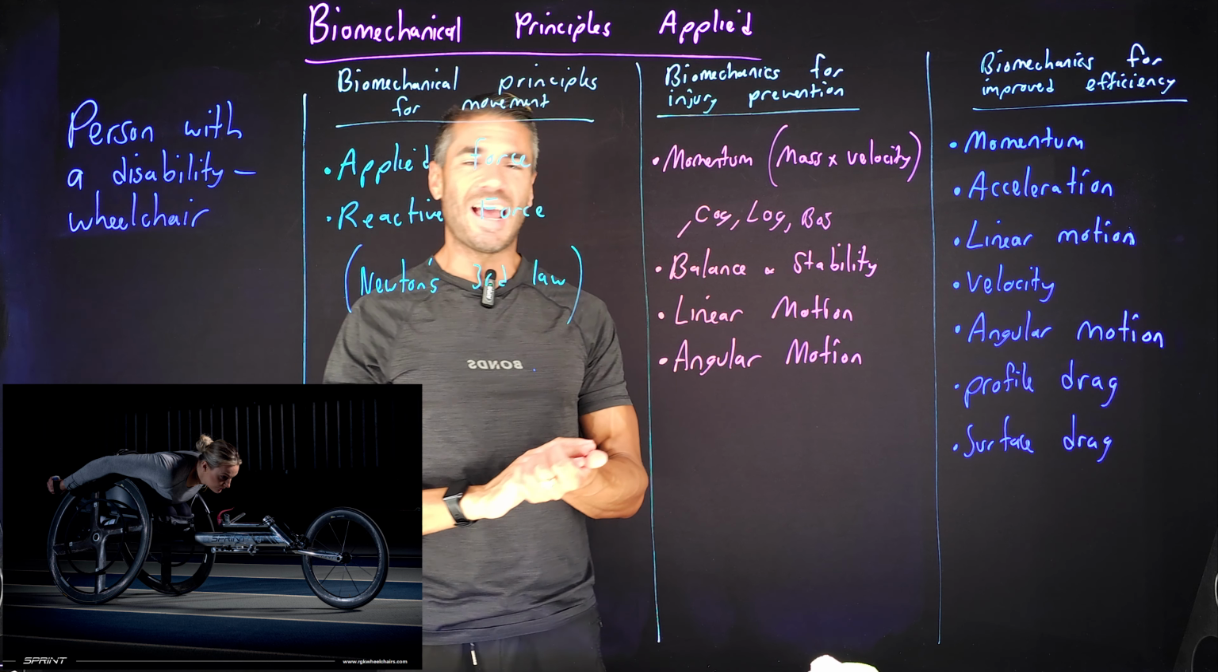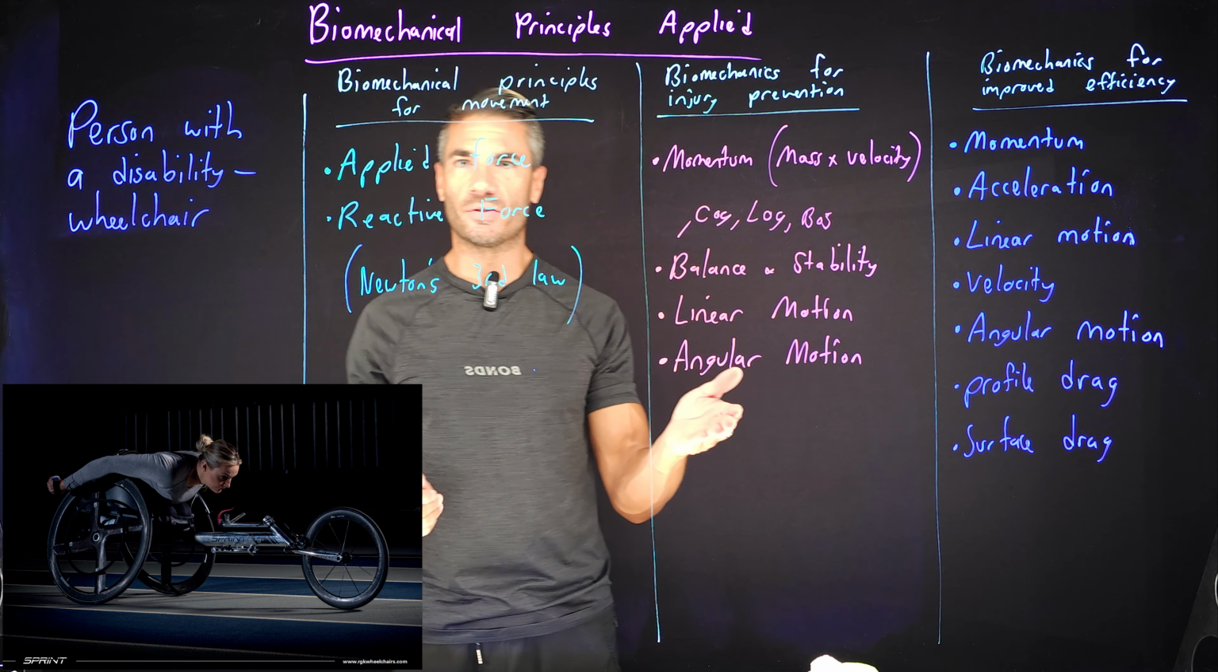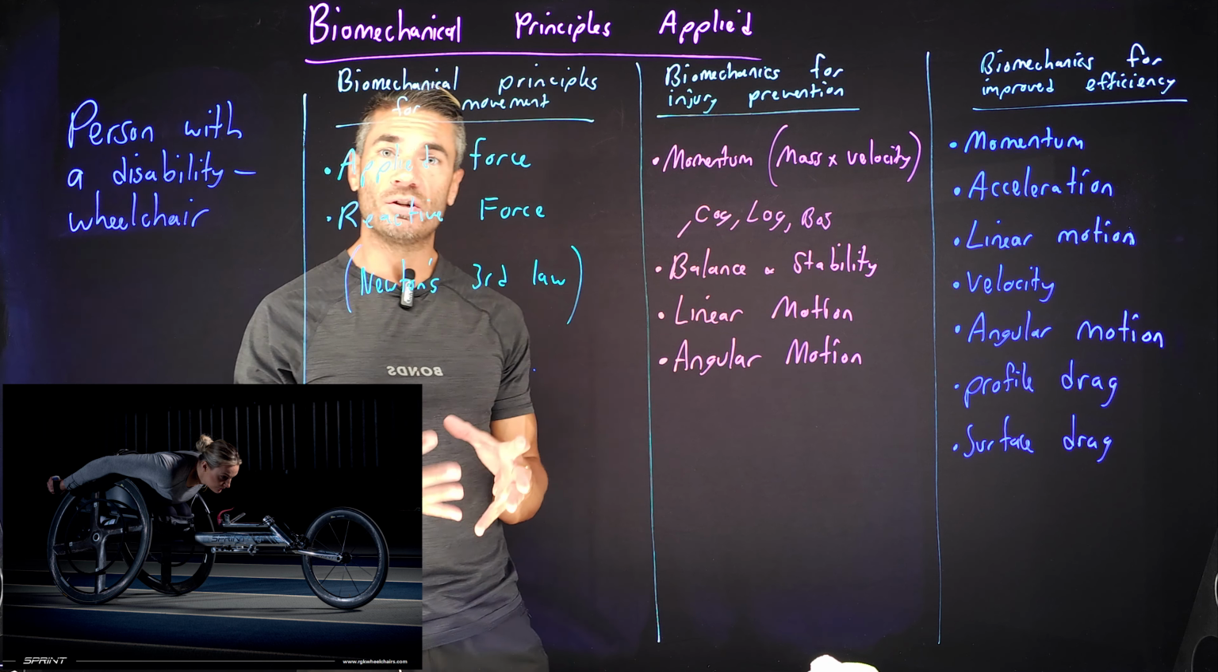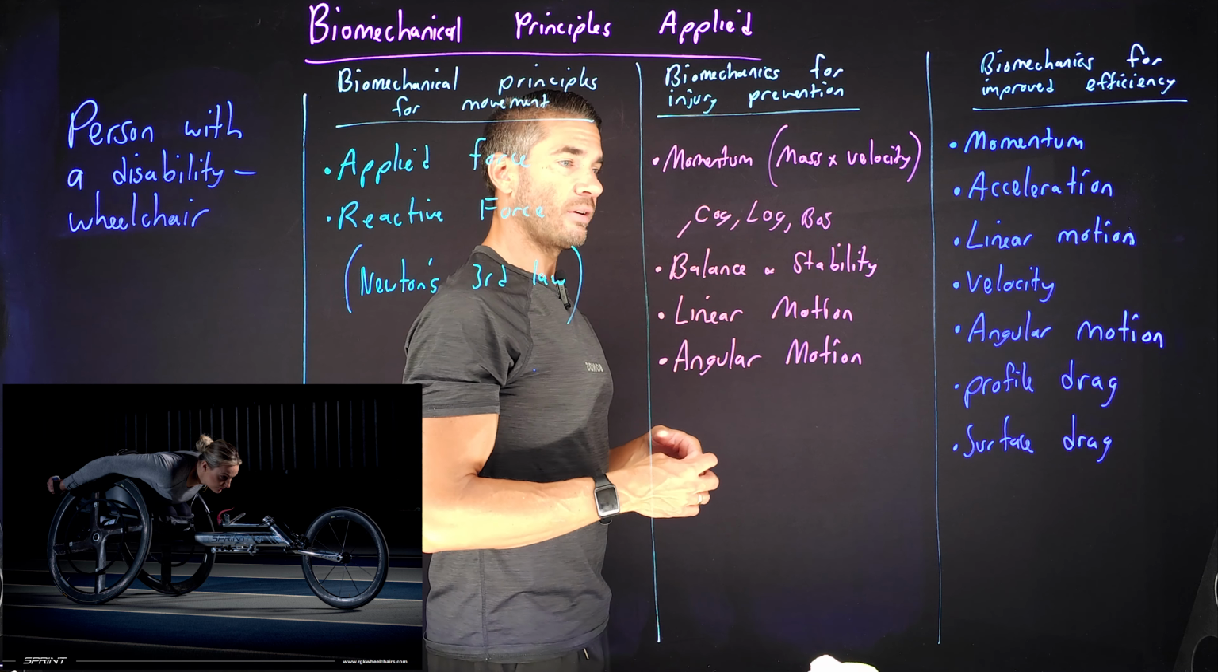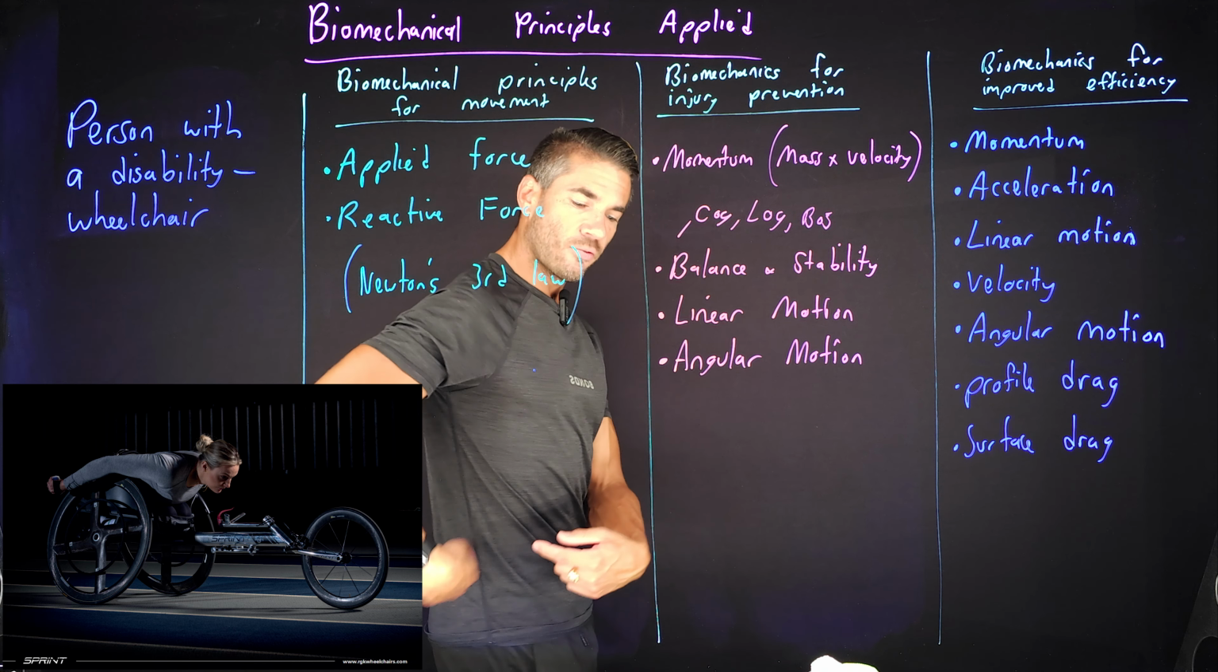And then finally, we've got angular motion. So this time, as opposed to the squat, we have a major component of angular motion in the wheelchair athlete because the wheels are turning around an axis, okay?